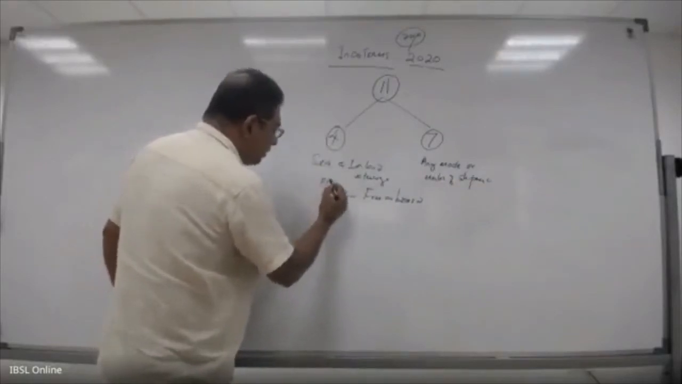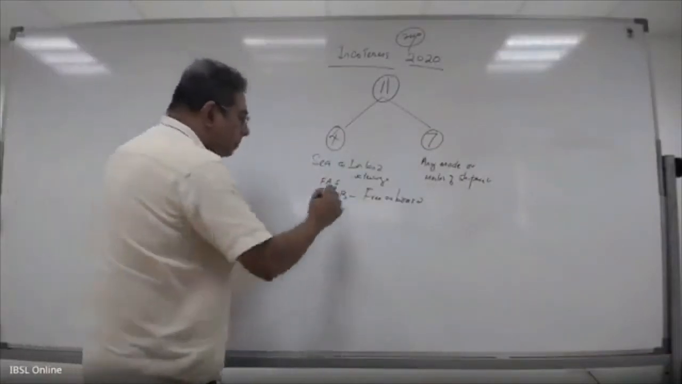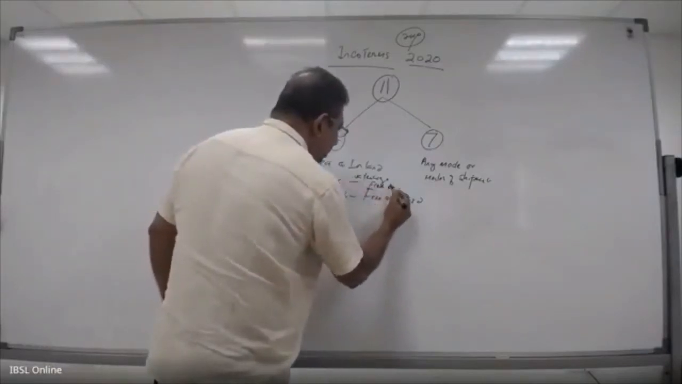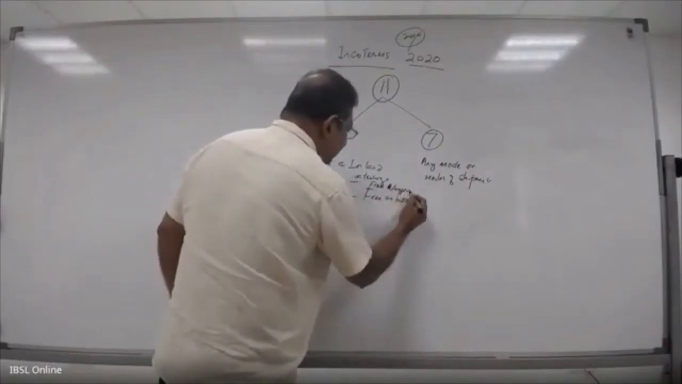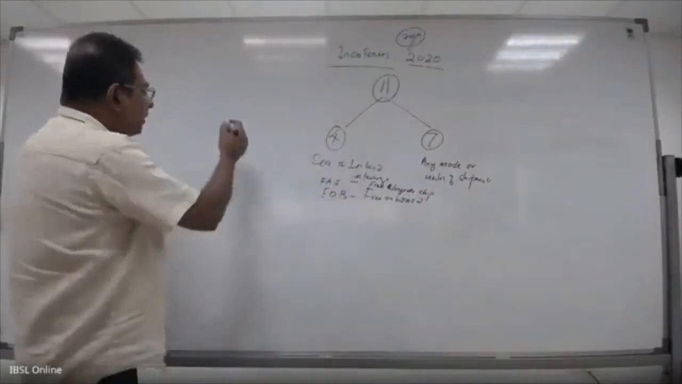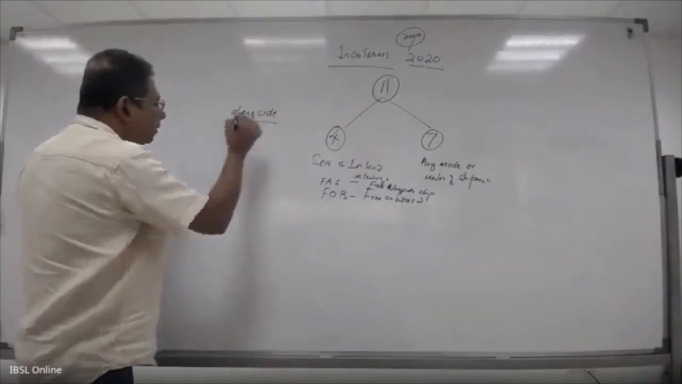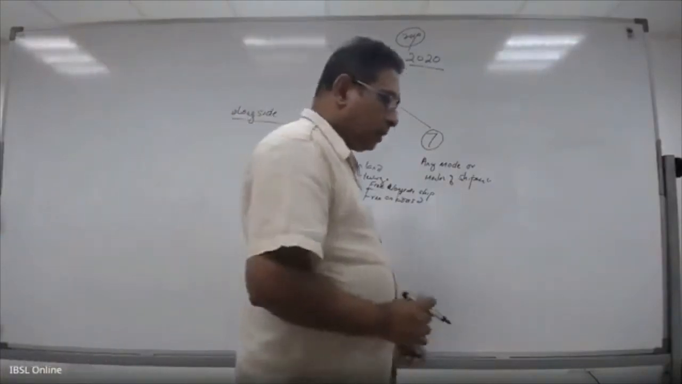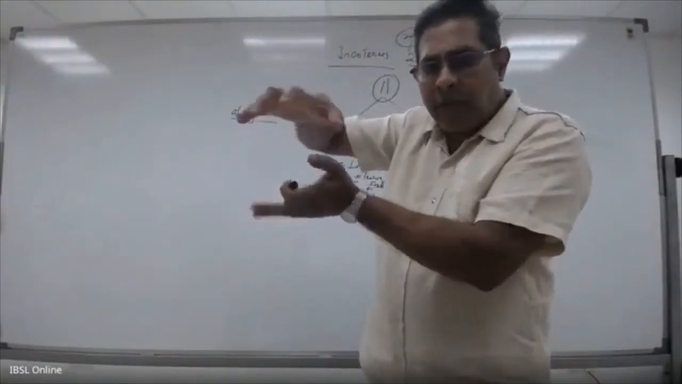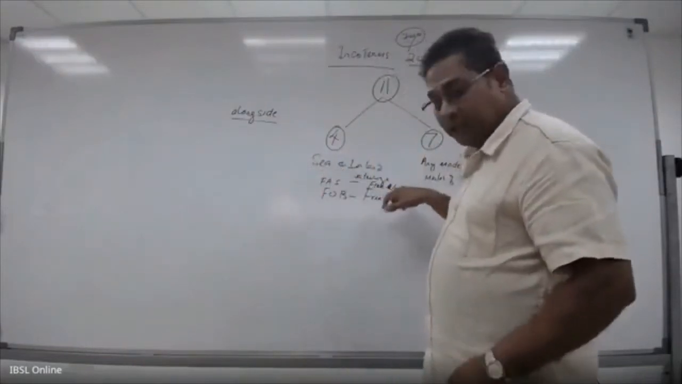Before that, there's an incoterm called FAS. FAS is called free alongside ship. Free alongside, nearby the ship. The seller delivers the goods: he doesn't put the goods on board the vessel, but he keeps the goods alongside the ship. Free alongside ship.